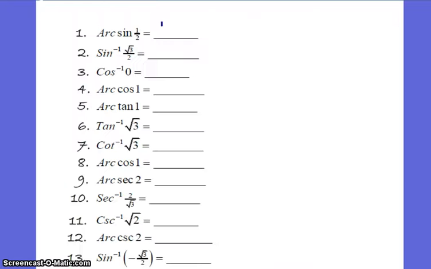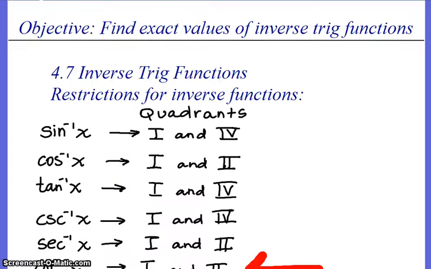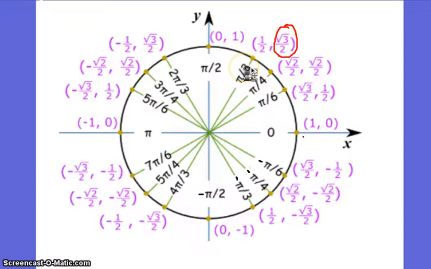Number 3, the inverse cosine of 0. Okay, cosine, we look in the first and the second quadrants. Usually we say, well, is it positive or negative? Do we look in the first or the second? Well, it's neither. But there's only going to be one place in the first and the second quadrants that the cosine is 0. And that's right here. So pi over 2 is my answer.